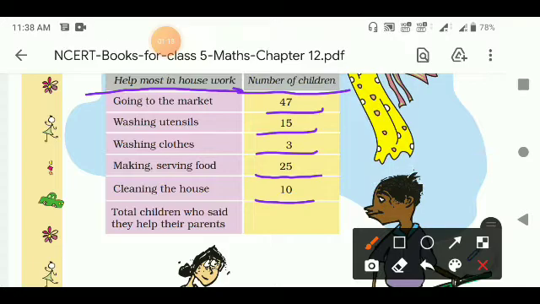Now the total number of children who said they help their parents, for that we have to add all the numbers. So the total children who said they help their parents are 100. Now let us move on to the next page.